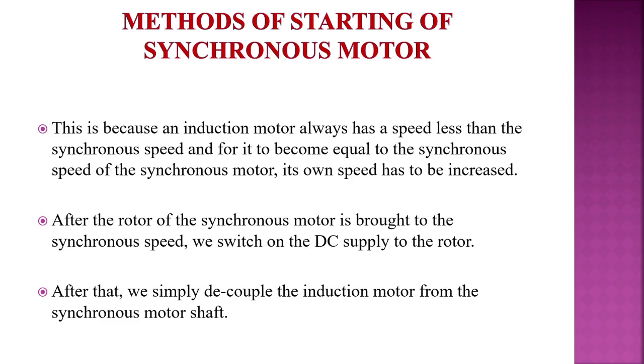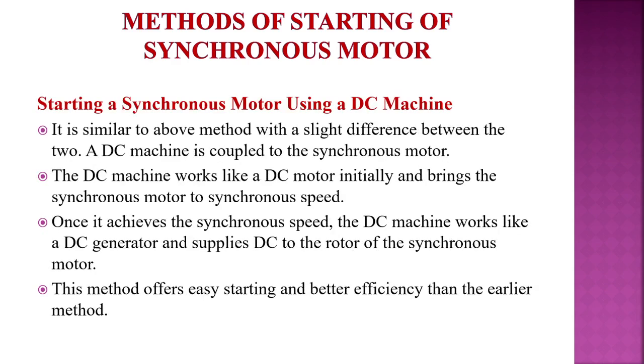So after the rotor of the synchronous motor is brought to the synchronous speed, we switch on the DC supply to the rotor. After that, we simply decouple the induction motor from the synchronous motor shaft. Okay. Once we achieve the target, that is, when the rotor of the synchronous motor is running at synchronous speed with the DC supply switched on, we decouple the induction motor from the synchronous motor shaft. Now our synchronous motor will not be coupled with the induction motor. Okay. Now it is only used at the start.